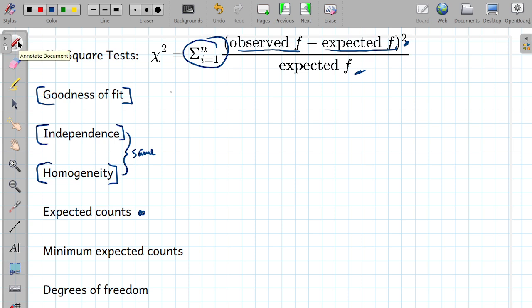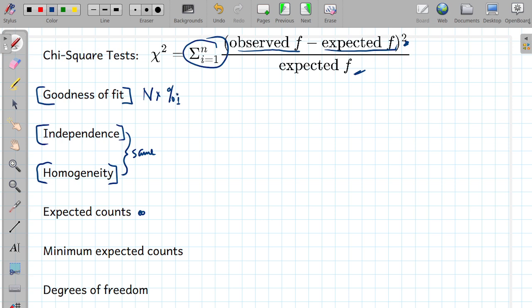Expected counts. The expected count for goodness of fit is the total number of observations times the specified percentages for each category. So I just use the percent symbol with a subscript of i. I will work out a couple of examples to show you how to do that.